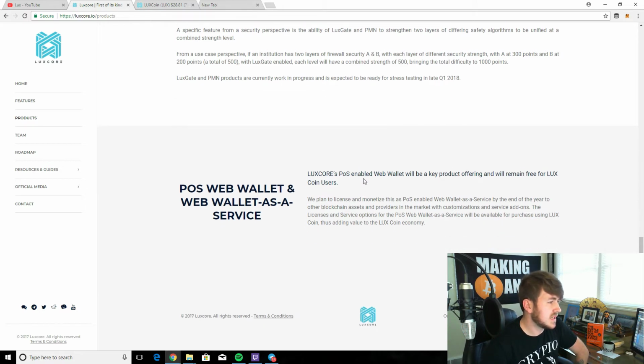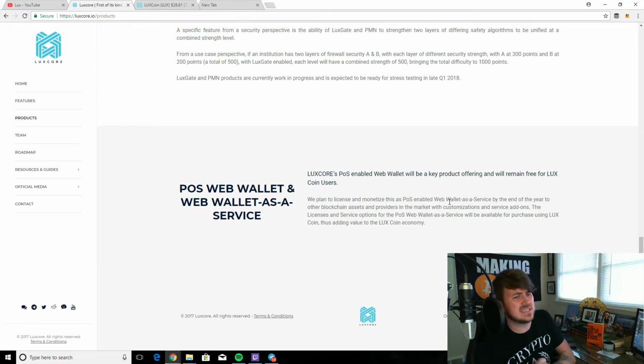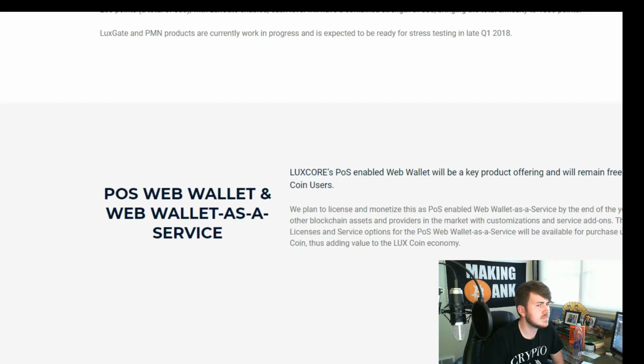LUXCORE's proof of stake enabled web wallet will be a key product offering, remaining free to coin users. Okay, so I read this earlier and I was kind of curious about this. It says we plan to license and monetize this as a proof of stake enabled web wallet as a service by the end of the year. So what year are they talking about? They're talking about 2017, 2018. Be a little bit transparent. We need a date there.